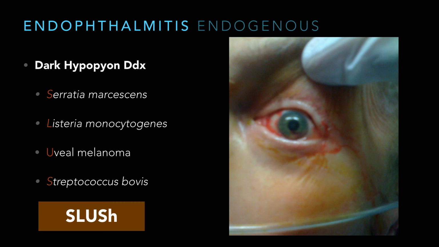Listeria monocytogenes, a well-known cause of dark hypopyon, uveal melanoma, Streptococcus bovis. I just saw a case report. This is not one you need to memorize for a test, but when you see dark hypopyon, if you have this in your notes, you can look back at it and say, aha, I know what this is caused by.